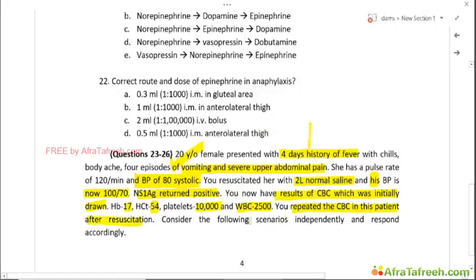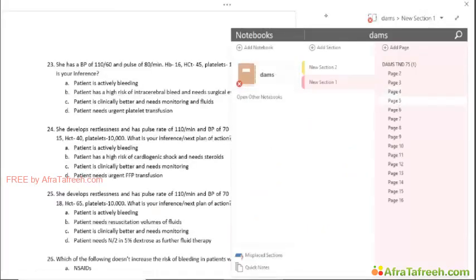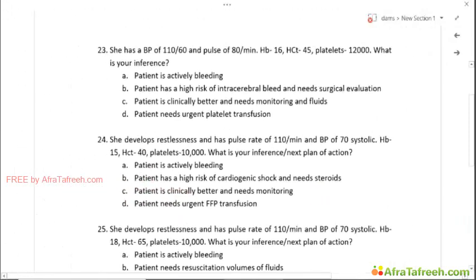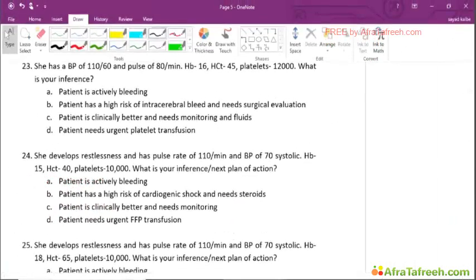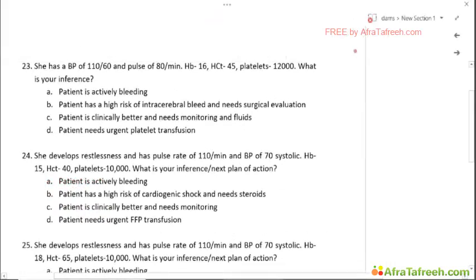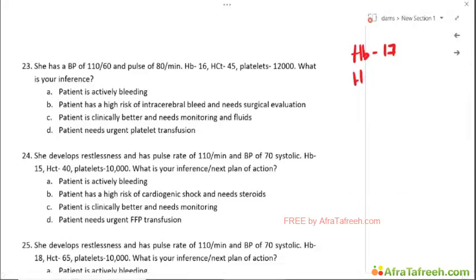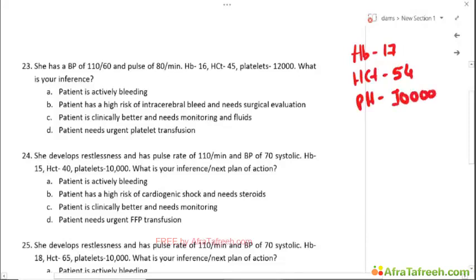Right? Now we consider the following scenarios and see how we would have responded to the different scenarios. Okay? So, I'll write down the initial hematocrit values and CBC values. Hemoglobin was 17. Hematocrit was 54. Platelet was 10,000. I guess that's all we need right now.